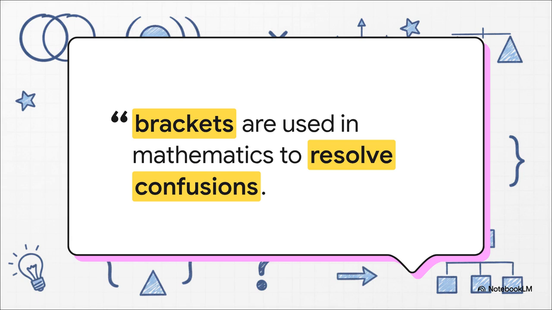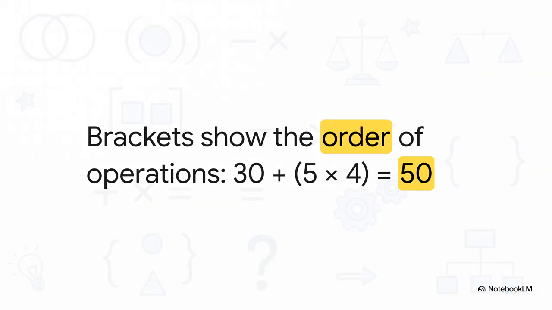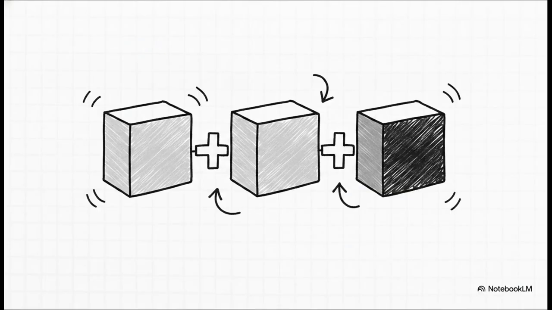There's a great saying. Just as punctuation marks are used to resolve confusions in language, brackets are used in mathematics to resolve confusions. Spoiler alert, guys, Malesh was actually correct. To avoid Purna's perfectly logical mistake, we use brackets to tell us exactly what operation we need to perform first. By wrapping that 5 times 4 in brackets, the ambiguity vanishes instantly. It's a game changer. The brackets act like a giant flashing sign saying, hey, do me first. It tells us to find that product, which is 20, before adding it to the 30, giving us the indisputable, unambiguous answer of 50.